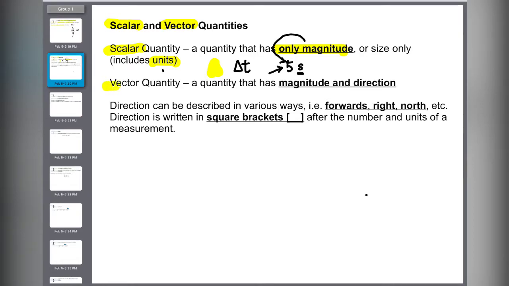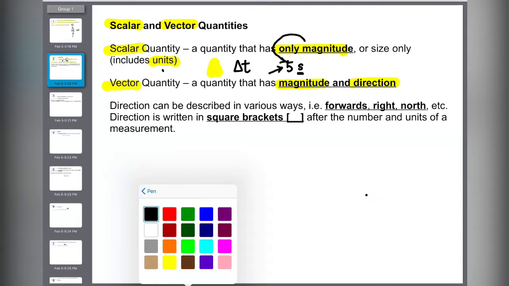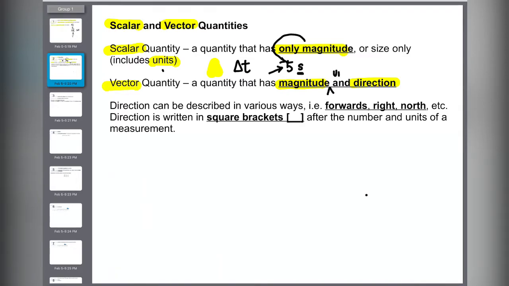Vice versa, what is a vector quantity? Vector quantities have magnitude and direction. On your notes, can you make sure you're adding this in? You can use the text box or whatever. I need you to add it in and say that it also has to include a unit. Okay, so there are 3 things a vector would need: magnitude, unit, as well as the direction. And direction is probably the most important. Okay, and direction can be described in many different ways. You can say forward, north, south, going down. And we usually use a square bracket to represent that something is a direction, right after the number or the units.